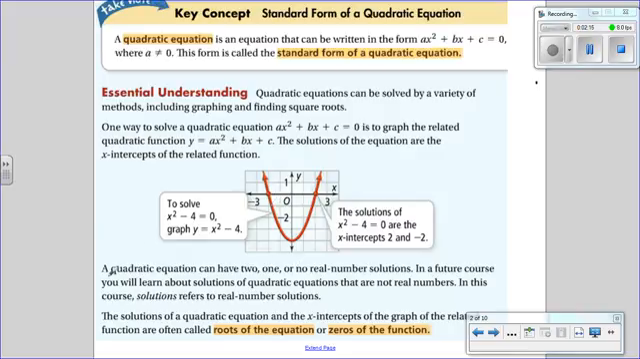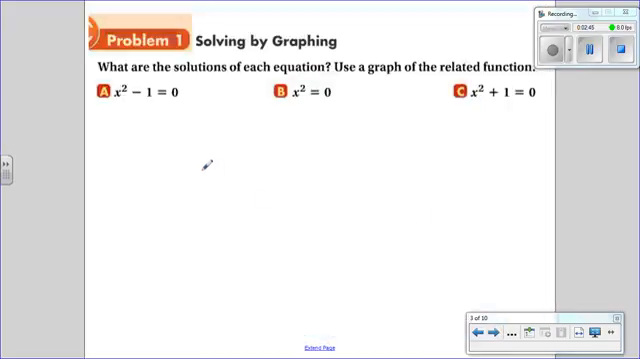Something to keep in mind: a quadratic equation can have 2, 1, or no real number solutions. Make sure you get that in your notes, and also make sure you get these alternative names. Sometimes they're called roots of the equation or zeros of the function. Those are just different words for solutions to the equation. So what are the solutions of each equation? Use a graph and a related function.